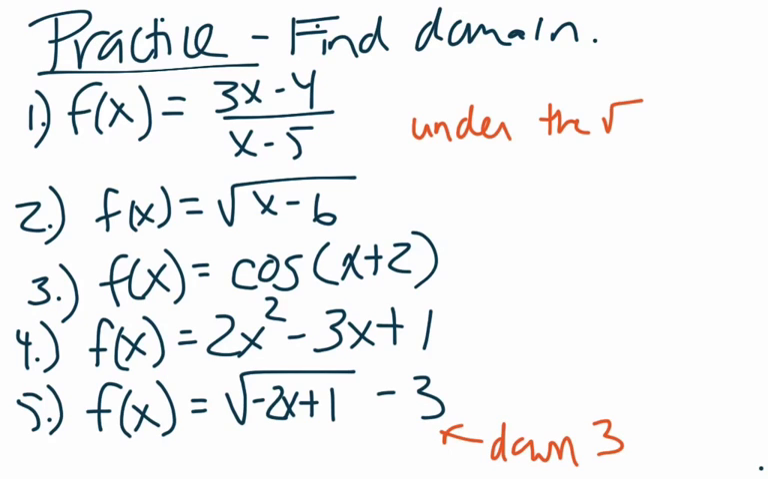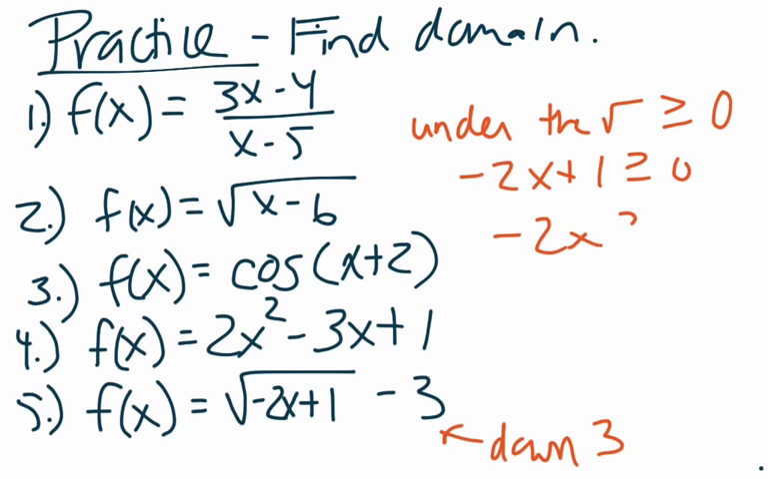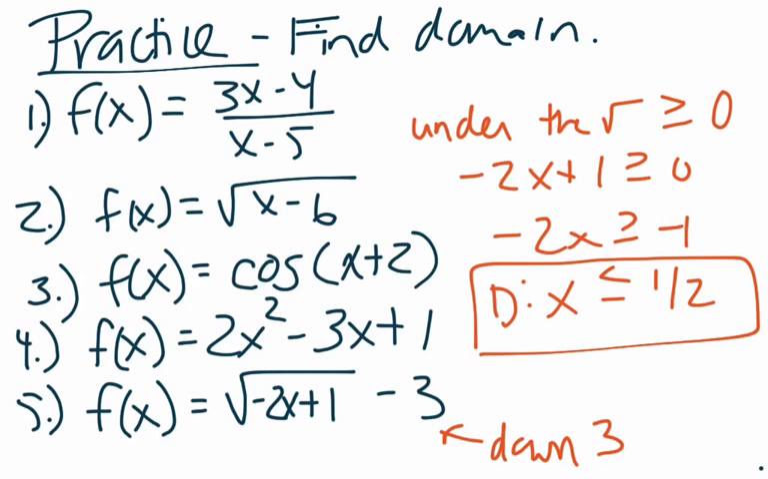Under the square root has to be greater than or equal to 0. Negative 2x plus 1 greater than or equal to 0. Subtract 1. Divide by the negative. You're going to have to flip it around, and you will get the domain is x less than or equal to 1/2. And that's because that negative will flip it over the y-axis, and I'm out of time.